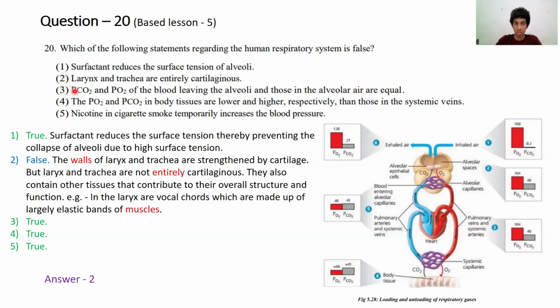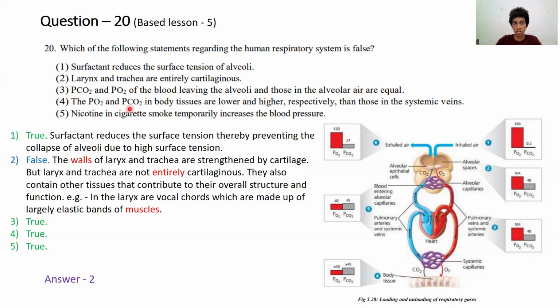3. The partial pressure of carbon dioxide and partial pressure of oxygen of the blood leaving the alveoli and those in the alveolar air are equal. So you can see in this diagram, they have given the PO2 and PCO2 levels of the alveolar spaces here, and the PO2 and PCO2 levels of the blood leaving the alveoli are given here. So as you can see in the diagram, the PO2 and PCO2 levels in these situations are equal. Therefore, the third statement is correct.